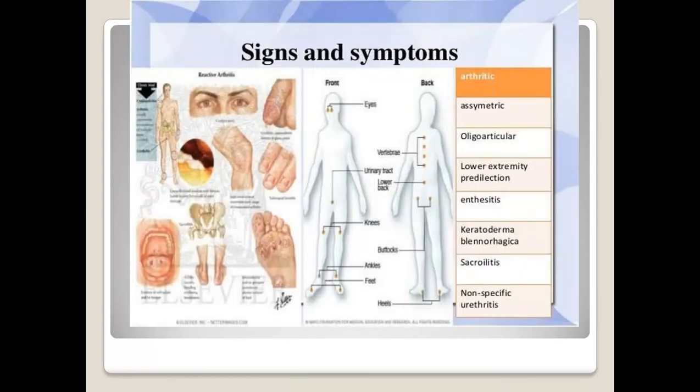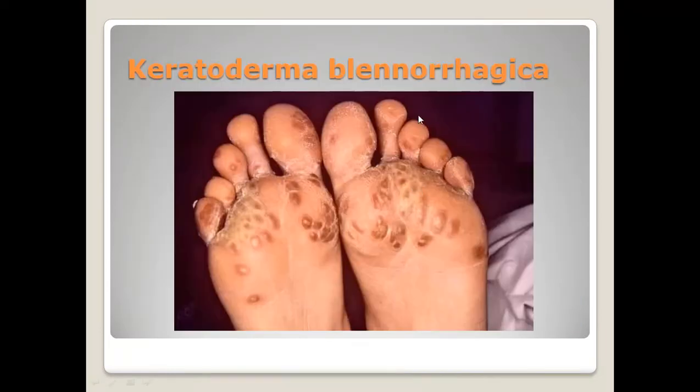And what are the signs and symptoms? It's an asymmetric oligoarticular arthritis with lower limb predilection, with enthesitis and presence of keratoderma blennorrhagicum and involvement of sacroiliitis and non-specific urethritis. Here you can see the eyes involved, the vertebrae, that is the bone, the spine involvement, the urinary tract involvement, the knee. So this is how the keratoderma blennorrhagicum will look. It's most commonly seen in soles and palms.